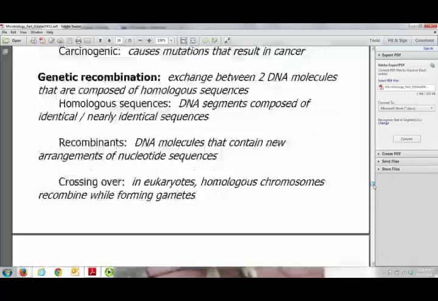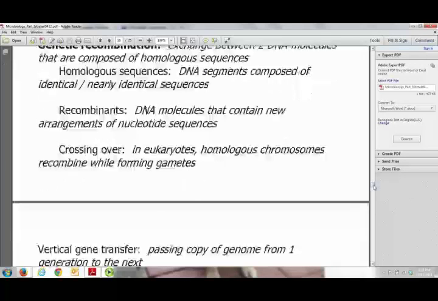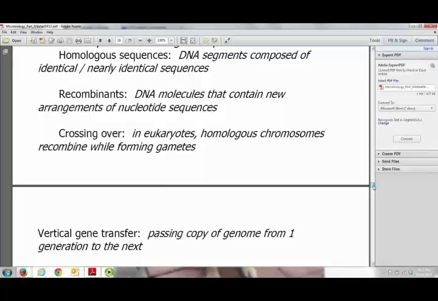So genetic recombination is the exchange of two DNA molecules that are composed of homologous sequences. Your homologous sequences are going to be the DNA segments composed of identical or nearly identical sequences. The recombinants are the DNA molecules that contain the new arrangements of the nucleotide sequences. So in order to create more genetic variety in eukaryotes, we will have crossing over. This is where the homologous chromosomes will recombine and trade some of the genes while forming gametes.